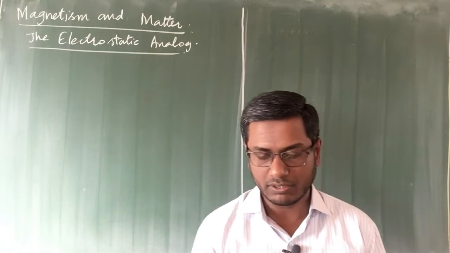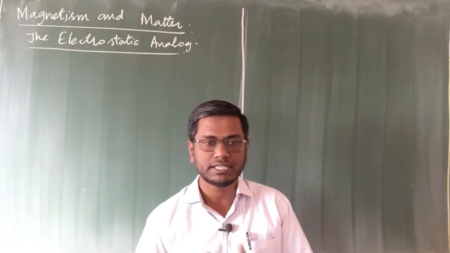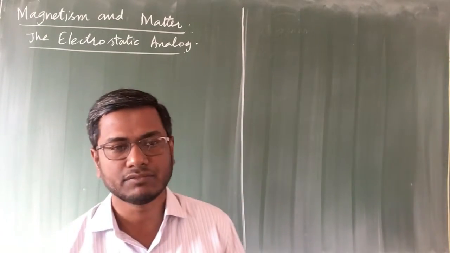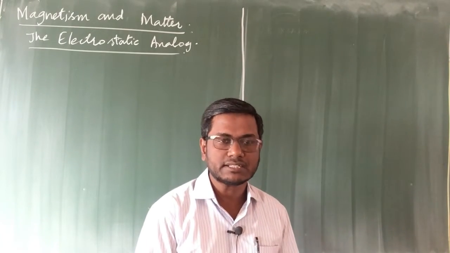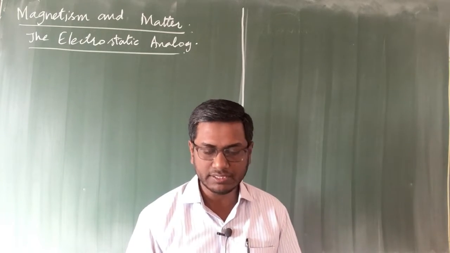The electrostatic analog. Now it is the analogy or similarities between the electrostatic field, or the electric field, and the magnetic field. So we are going to establish some relationship. We are just going to compare the equations we had derived in chapter 1 and chapter 2 for electrostatics, and see how far they are related to the magnetic fields which we have studied in the last chapter.